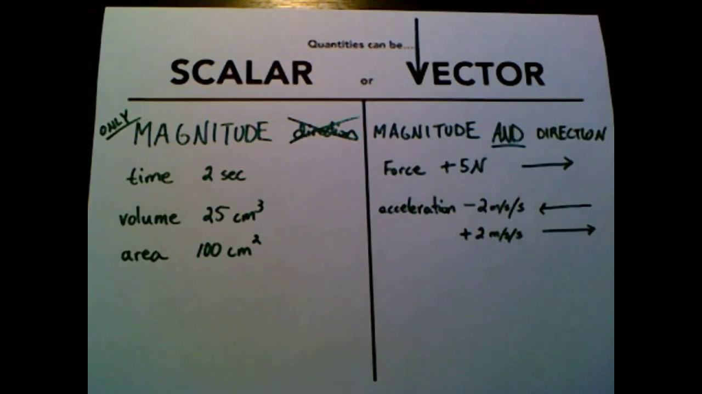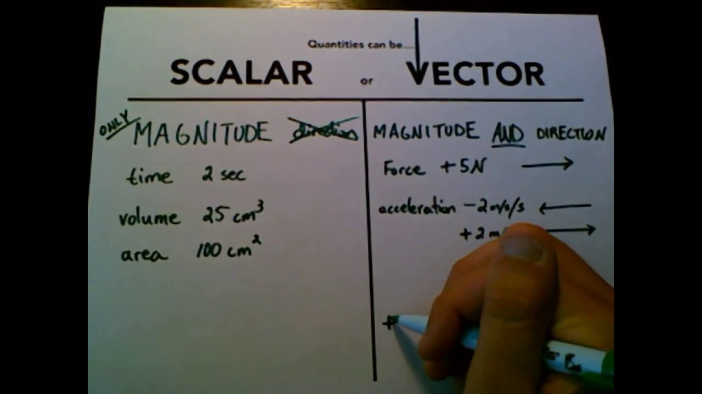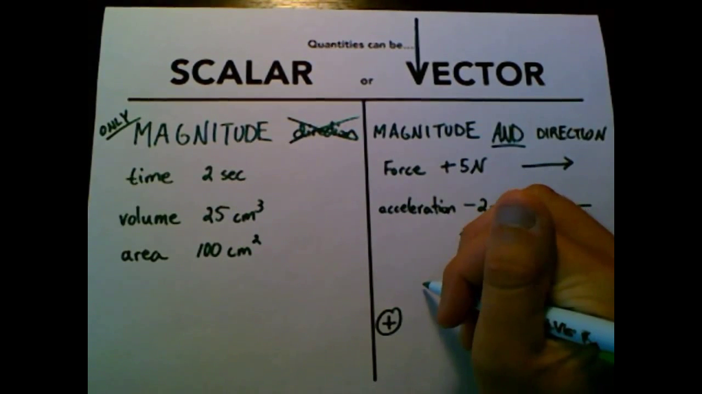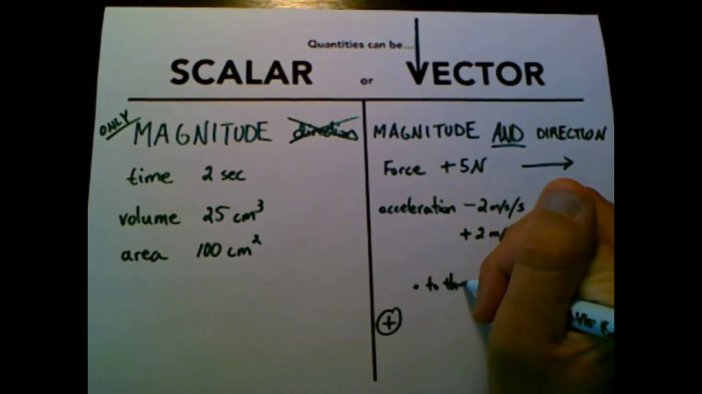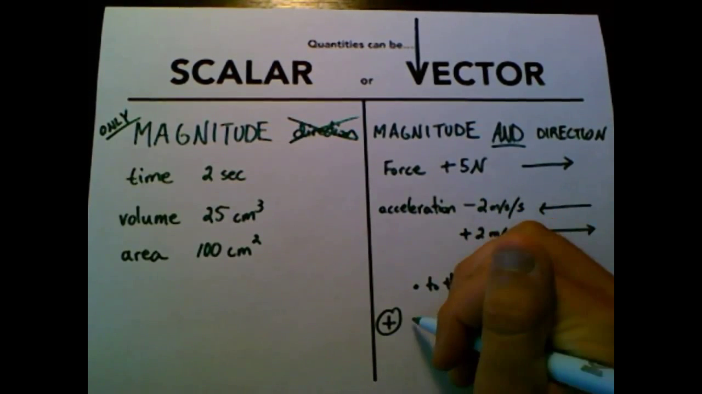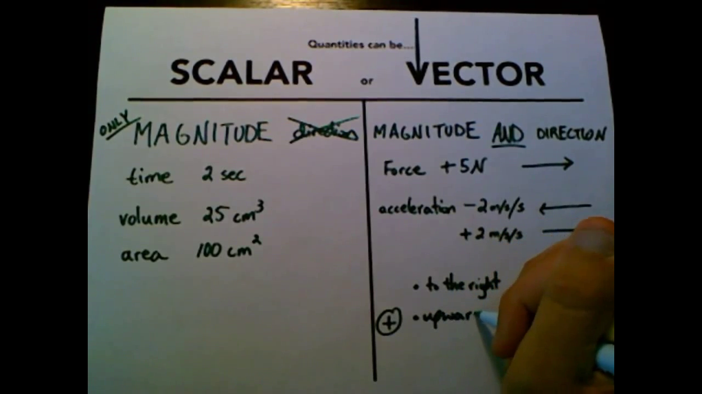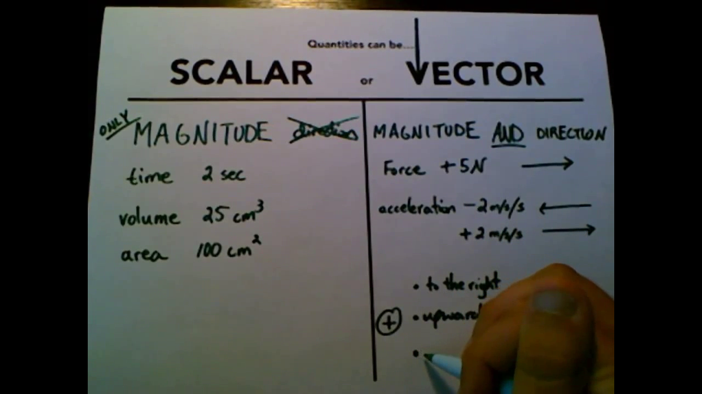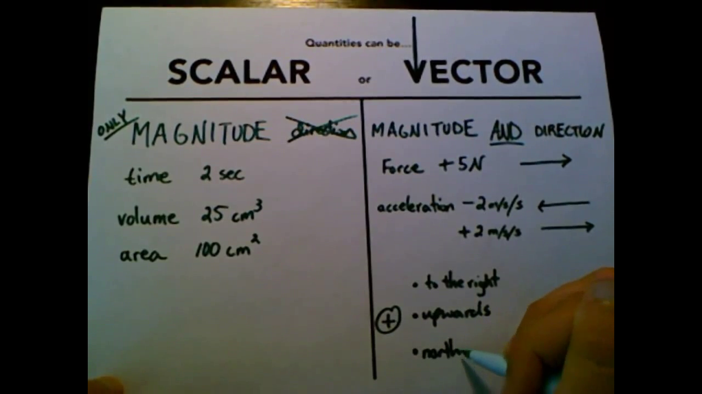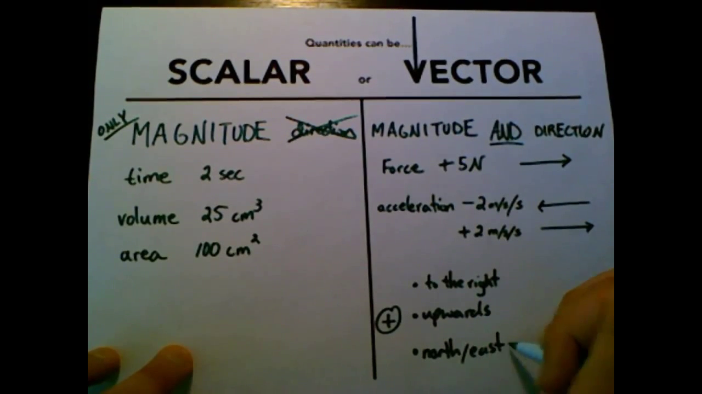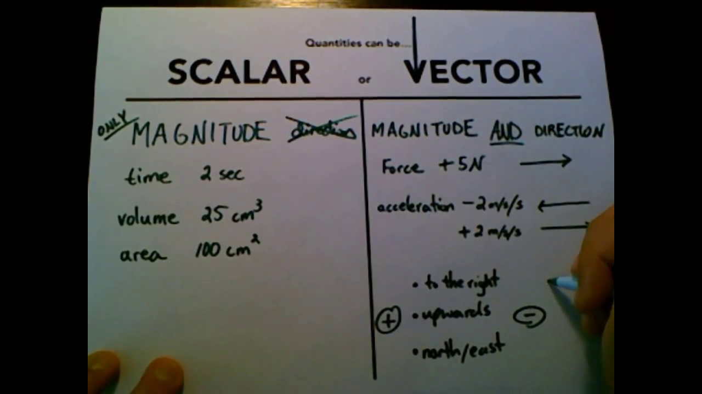All right, so we're not always going to the left or right. So just in general, when we use positive for a vector quantity, it could mean to the right. But we could also say that it might be moving upwards. We'll use positive signs for upwards, and then maybe like north and east. Right? We'll use a negative when we're talking about something going to the left. All right, downwards and south, or maybe west.